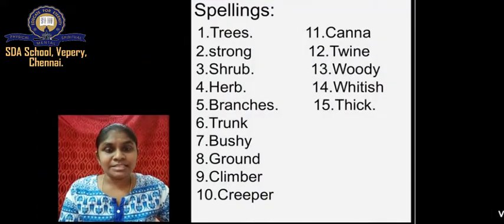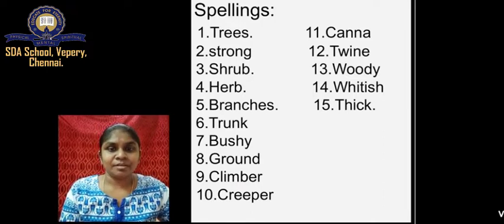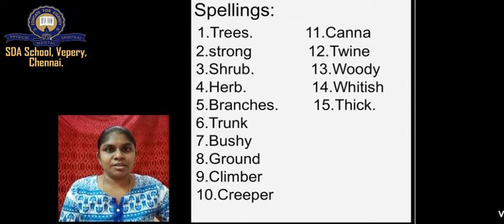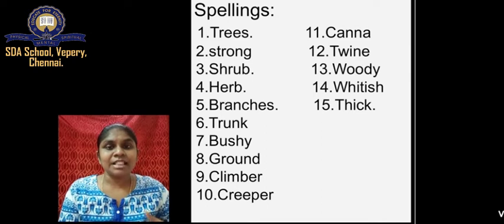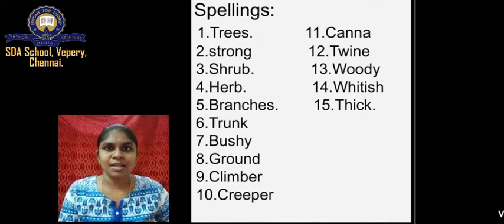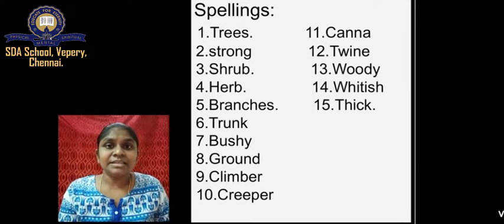You have to learn the spellings in this lesson. Spellings are very important for us to write. You have 15 spellings in this lesson, which means you have more spellings. These are all the words which are new to you. You could have studied some of the spellings in first standard, but these words will be very new to you. So these are the new words you are going to learn in this lesson. Okay children, the first one is trees. When you study spelling, you have to repeat the spelling at least 5 to 6 times.